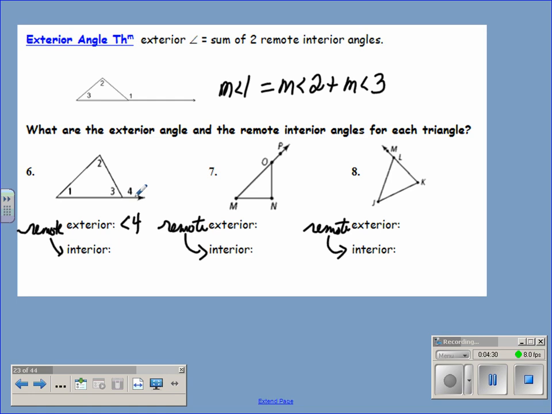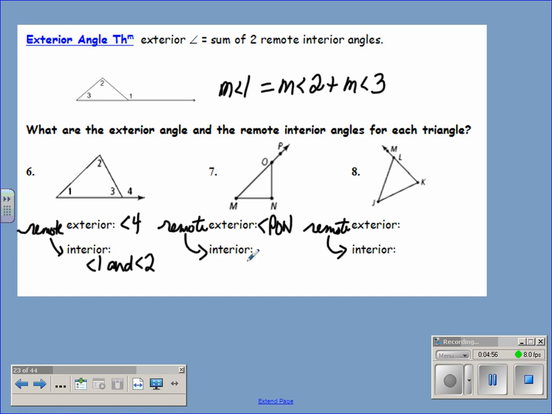So what two angles are furthest away in the triangle from angle 4? Which would be angle 1 and angle 2. So that's what we're going to say. So we're just figuring it out. Okay, next one. Which angle's on the outside making a straight line with the triangle? Well, that would be this angle right here. We don't have a number there, so we're going to have to name it. So P-O-N or N-O-P. Your choice.